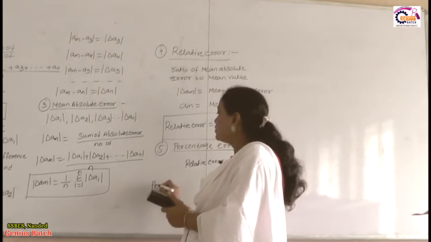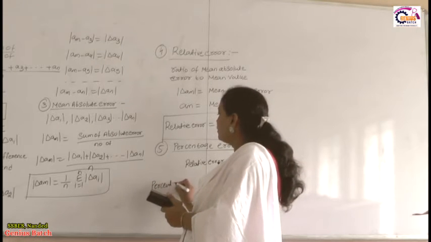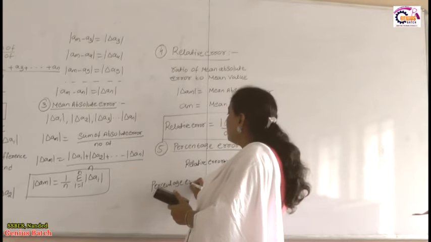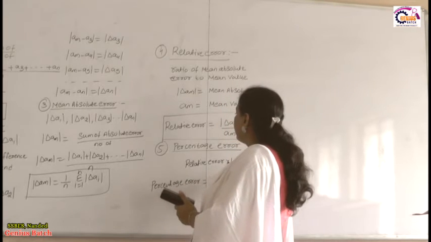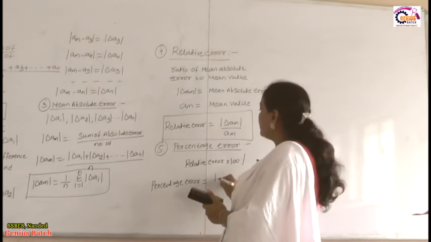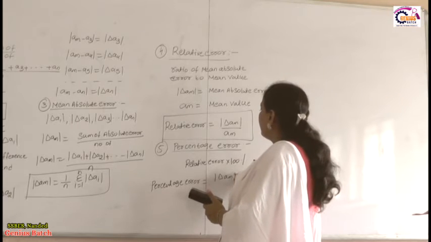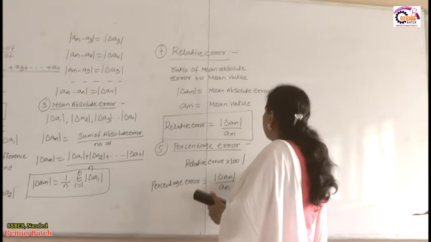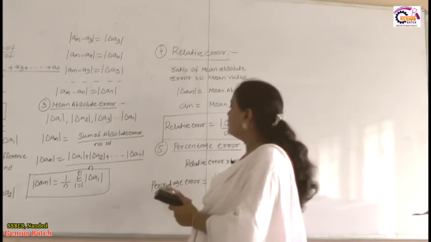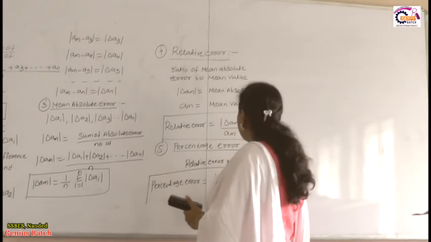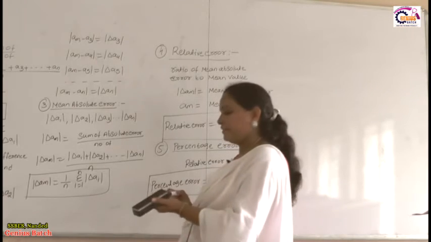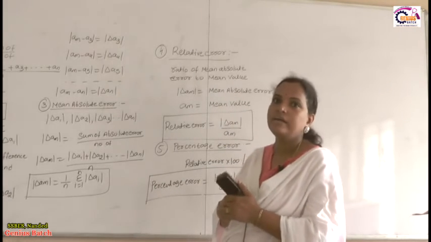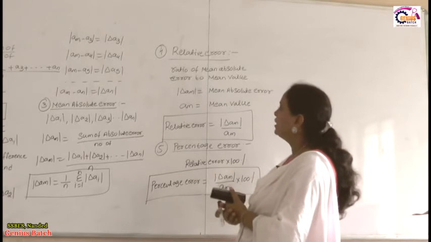So percentage error can be written as the relative error, delta AM upon AM, into 100%. This is called the percentage error.